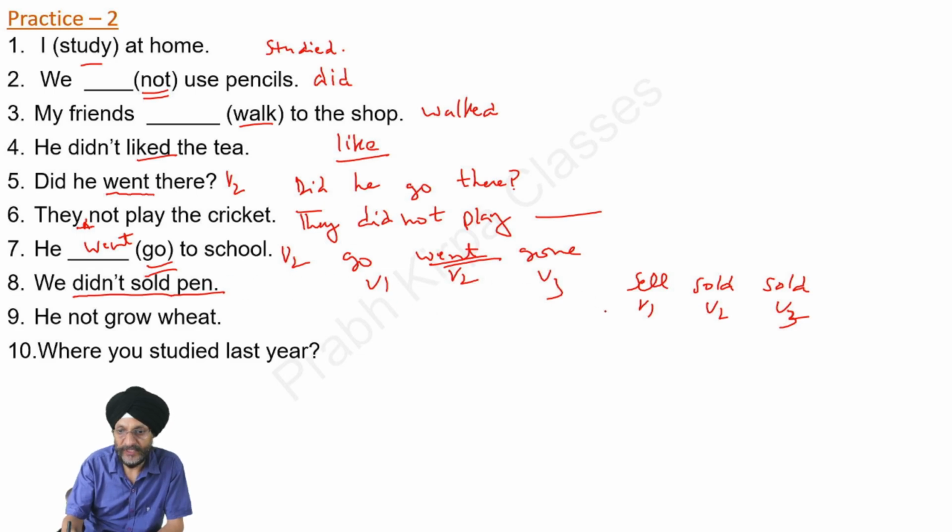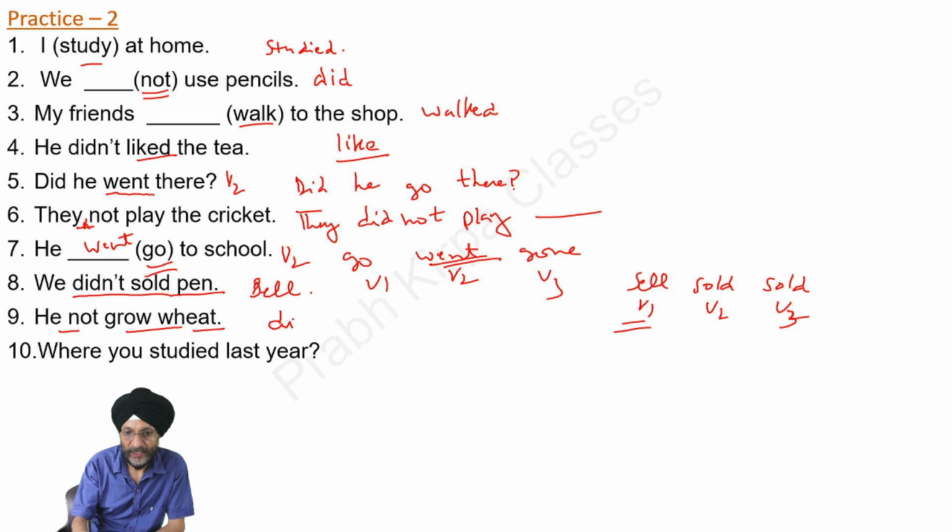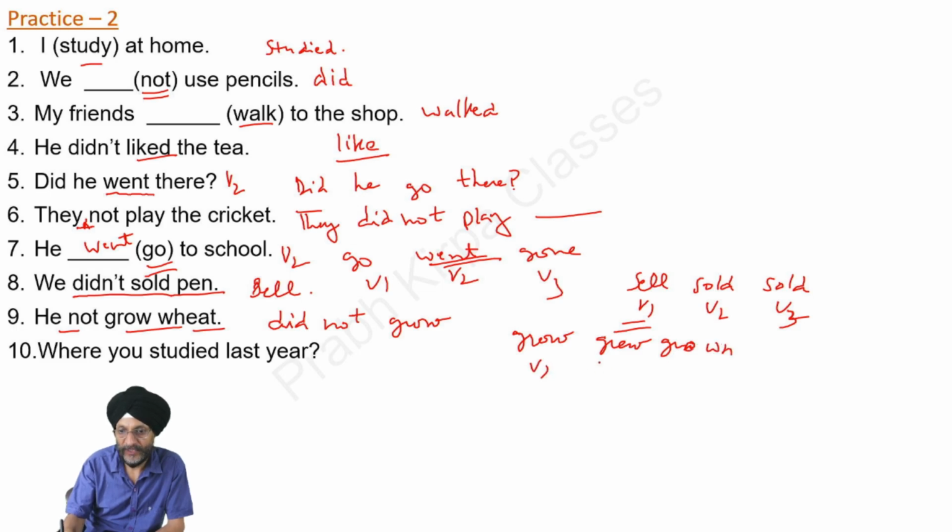We have to use the first form of the verb in case of a negative sentence. We did not sell pen. He did not grow wheat. Grow remains the same as grow, grew, grown. This is the first form, this is the second form, this is the third form. We have to use the first form of the verb in a negative sentence. He did not grow wheat.